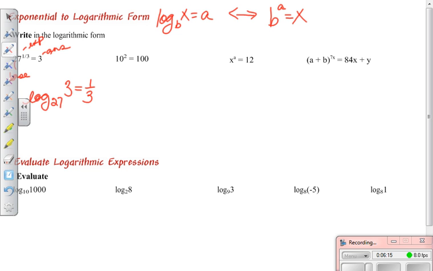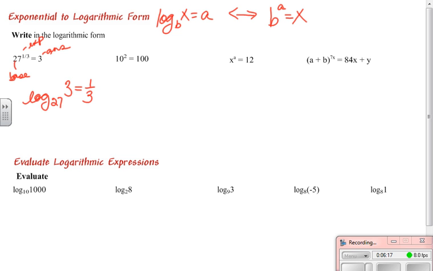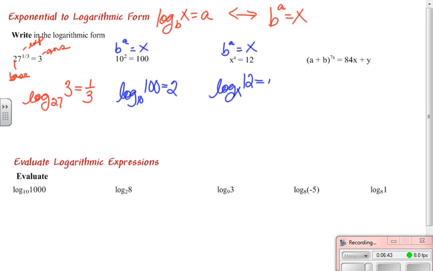If you want to go ahead and write b to the a equals x, then b is 10, x is 100, a is 2. Here, b to the a equals x, so I have log base x of 12 equals a.